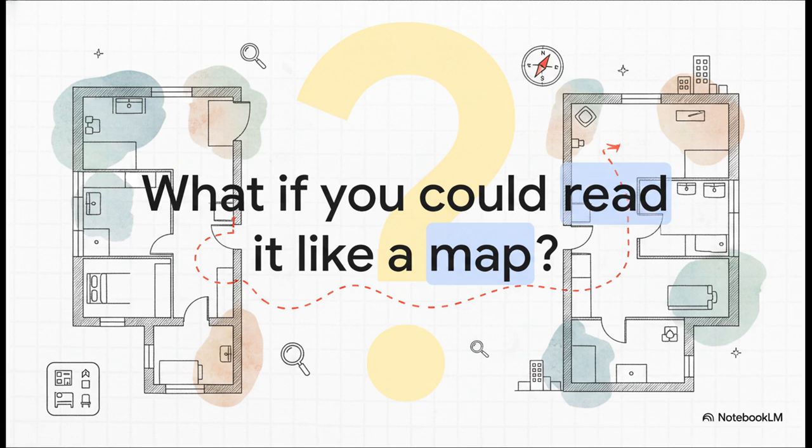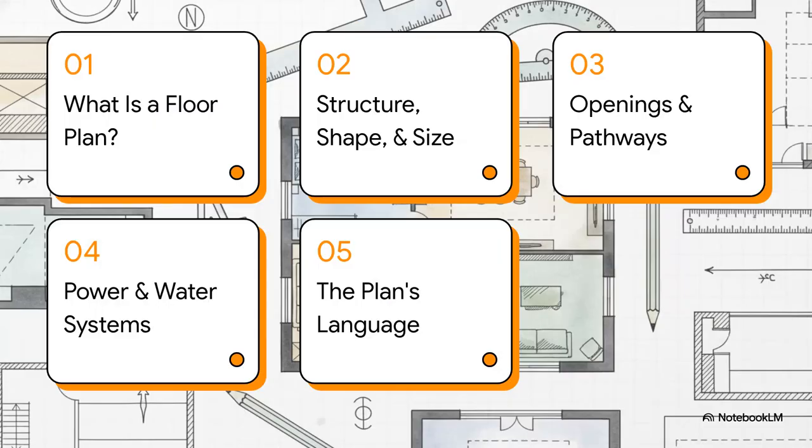And I'm telling you, by the end of this quick explainer, you're going to have the key to read any floor plan. We're going to take this jumble of lines from totally confusing to crystal clear. So here's our little roadmap for today. We're going to start with the absolute basics, then we'll look at the structure, the pathways, all the essential systems like power and water, and finally, we'll crack the plan's secret language. It's a quick tour, so let's get right to it.